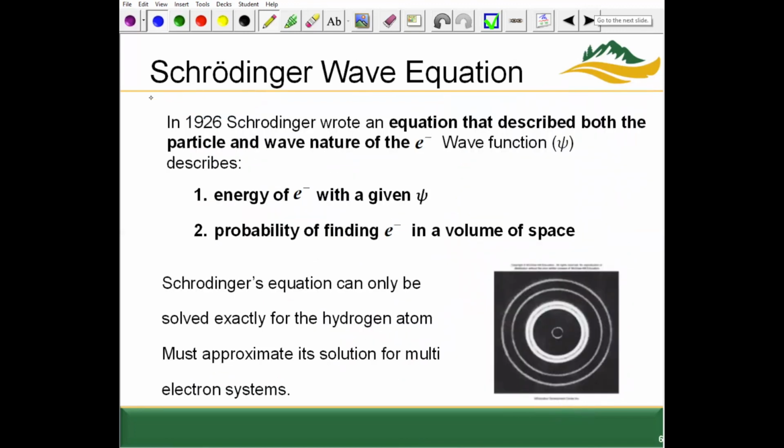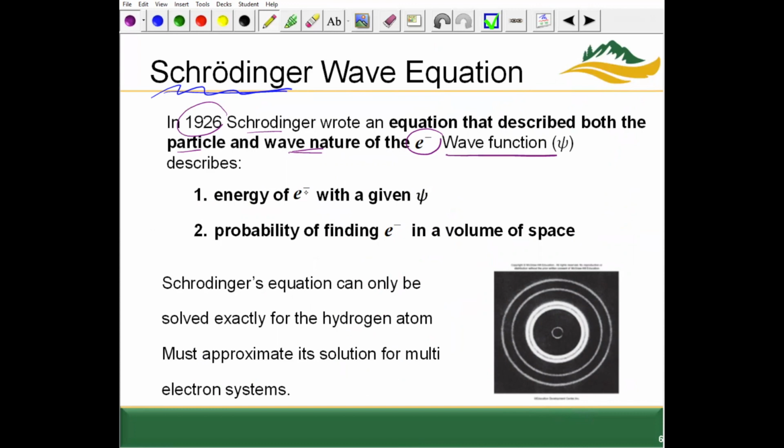If you go on to take physical chemistry, you'll hear a lot more about Schrödinger. If you've heard of Schrödinger's cat, you can look into that. It's this quantum idea that the cat can be both simultaneously alive and dead. There's some cool YouTube videos out there on Schrödinger's cat. We're not going to go too in depth with the quantum aspect of general chemistry, but in the year 1926, Schrödinger wrote an equation that described both the particle and wave nature of electrons as part of this wave function.